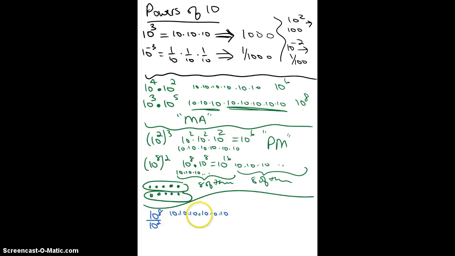So there's 1, 2, 3, 4, 5, 6, 7, 8 factors of 10, and then 2 factors of 10. And again, when you divide fractions, you can cancel, right? So if you cancel, how many factors of 10 are left? There's 6. So if you're canceling, factors are going to go away, so it makes sense that you would subtract your exponents.